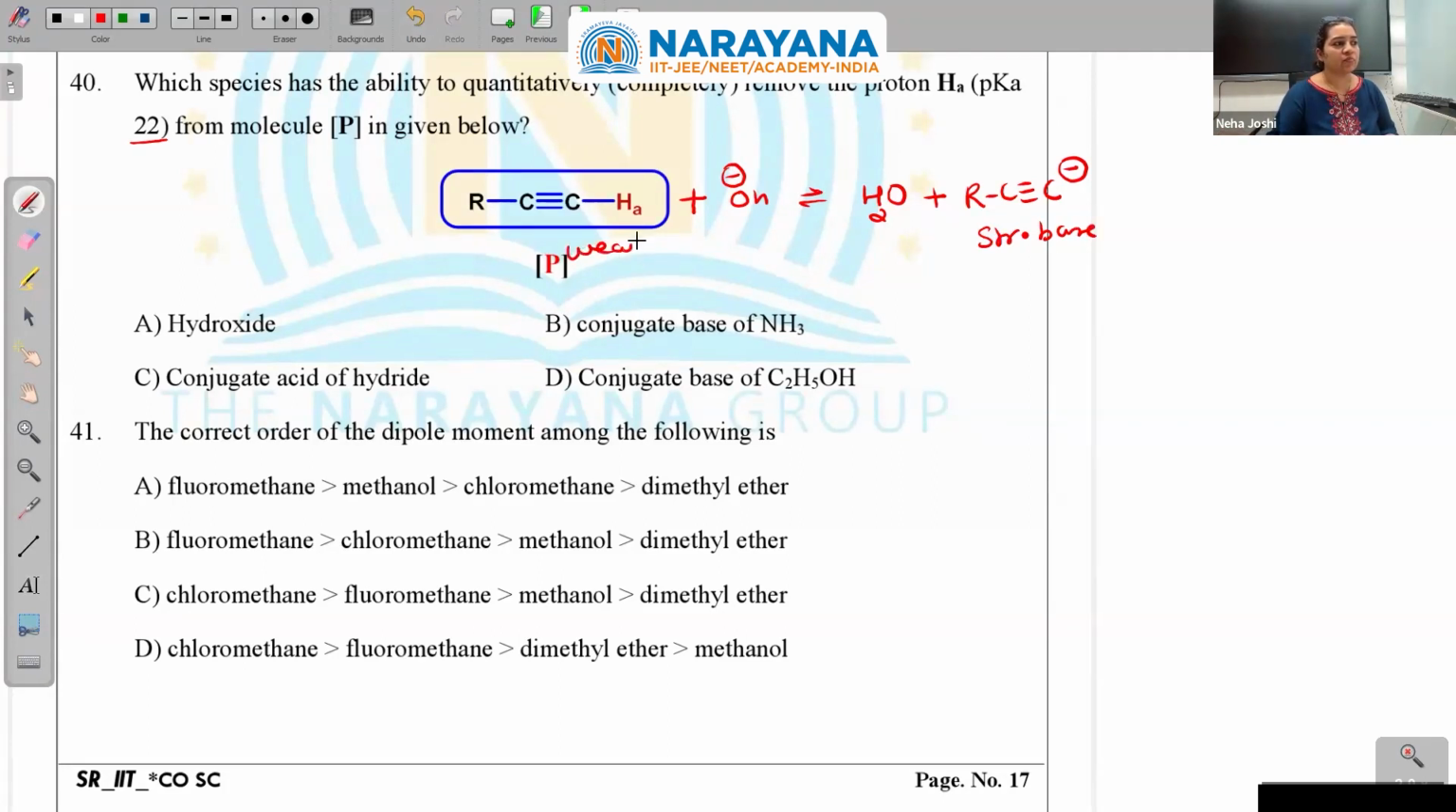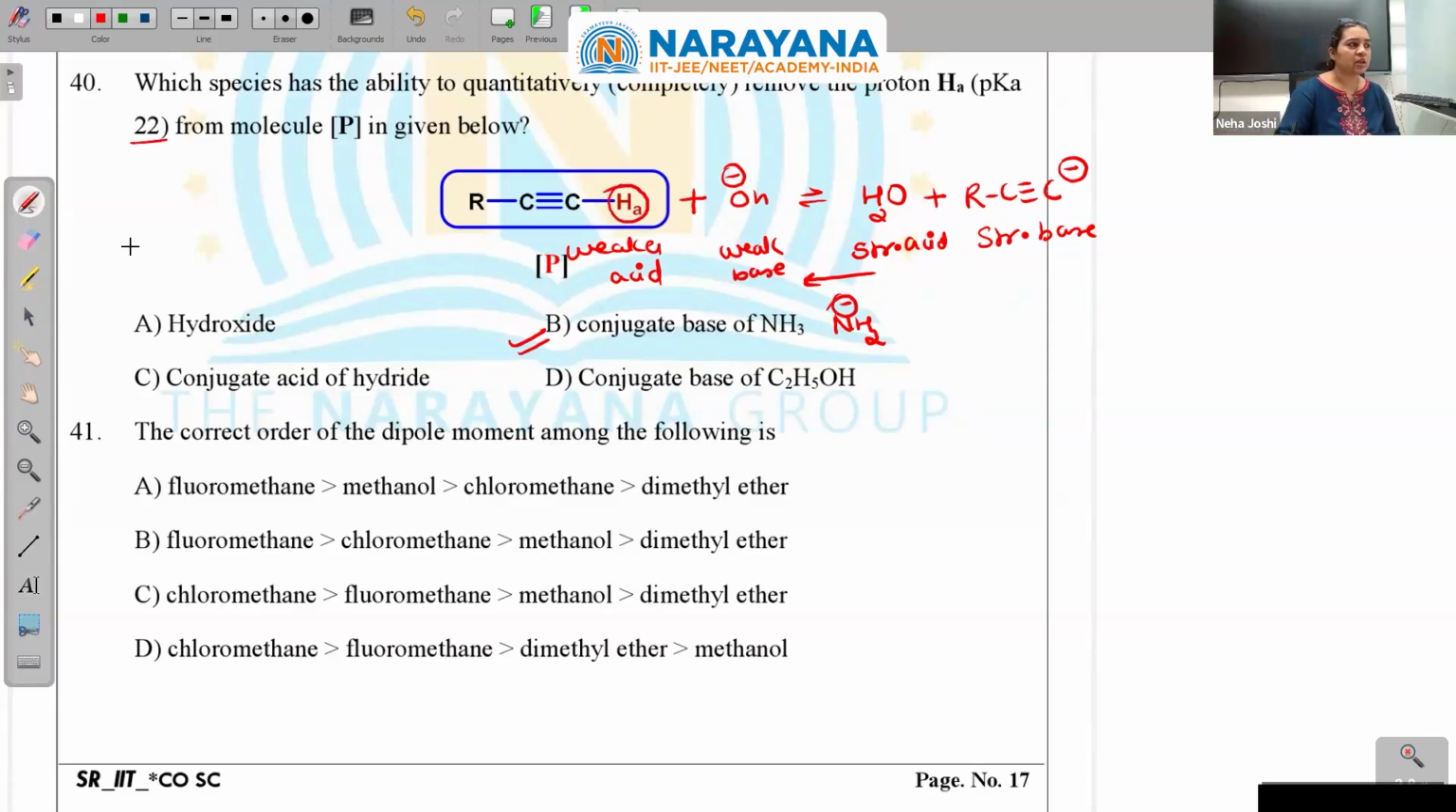this is a weaker acid, right? This is relatively a stronger acid, and this is a weaker base. So the equilibrium will go backward. So this cannot form the anion or abstract this HA. Let us go to the conjugate base of ammonia, which is NH2 minus. So this is our answer, because NaNH2 will be a sufficiently strong base to abstract this acidic H.